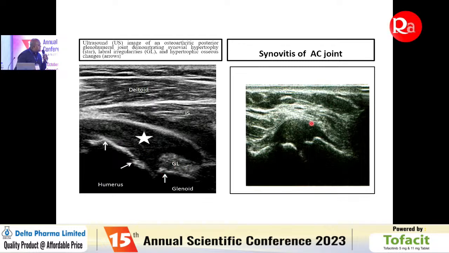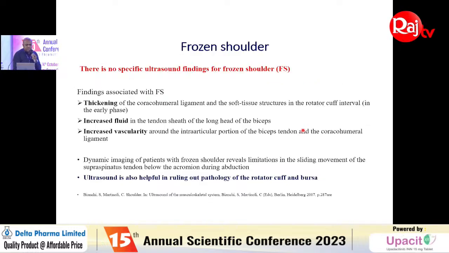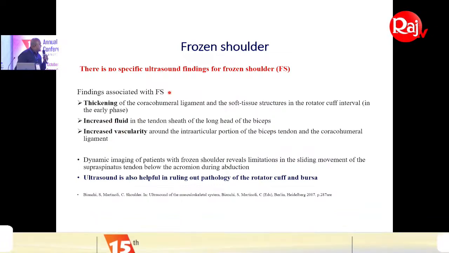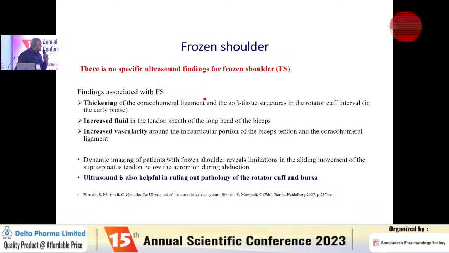And this is the synovial acromioclavicular joint. There is synovial hypertrophy. Lastly, the frozen shoulder. We all diagnose frozen shoulder, but there is no specific ultrasound finding for frozen shoulder. But there are some findings that may suggest a frozen shoulder, like thickening of the coracohumeral ligament, increased fluid in the tendon sheath, and increased vascularity.